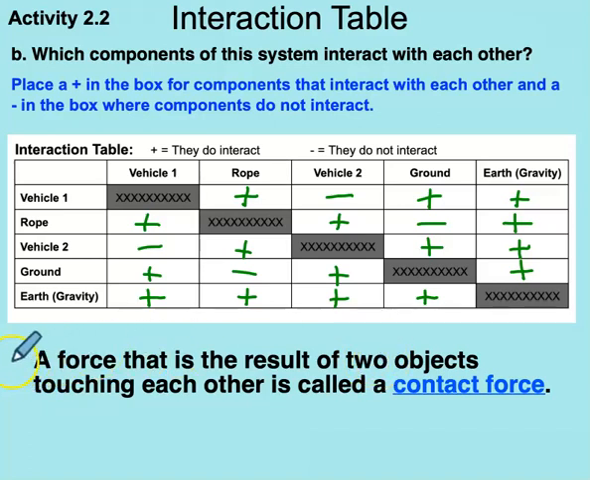Now, I want to point this out right here. A force that is the result of two objects touching each other is called a contact force. That's going to be important because later on we're going to draw a model, the same model that you drew. We're going to perfect your model, but we're going to add some arrows to it. Those are going to be contact force arrows. We say they're contact forces because we're going to draw non-contact force arrows in a different activity later on.